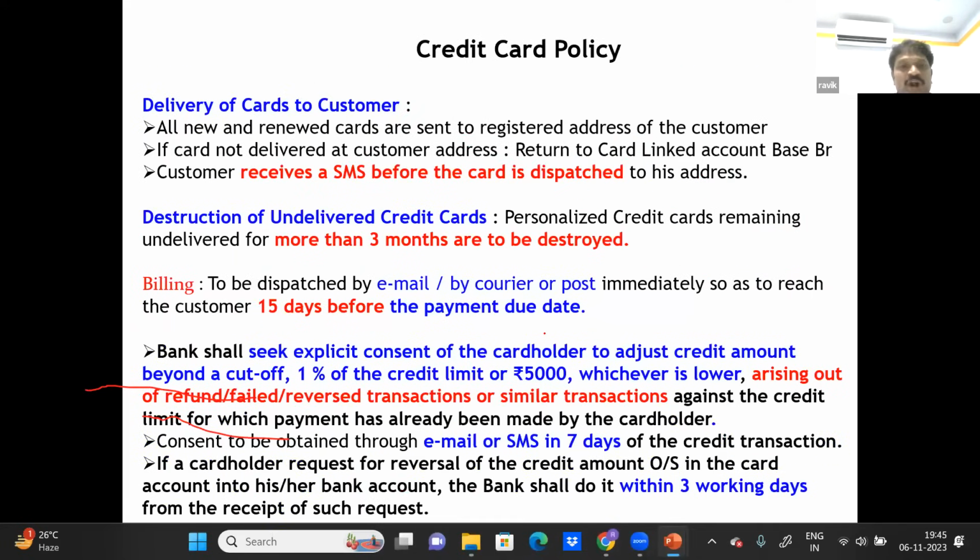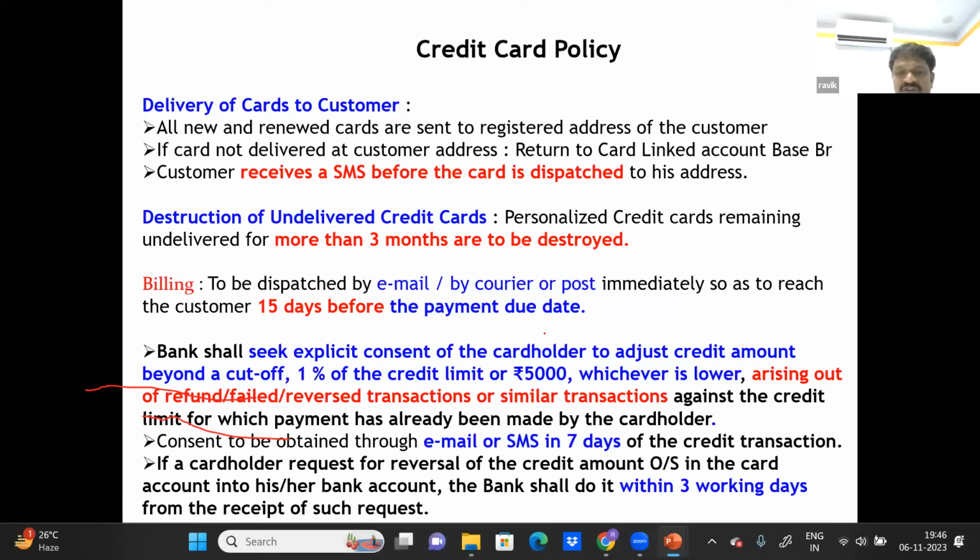Now, delivery of cards to customers. All new and renewed cards we have to send by registered post. If a card is not delivered to the customer address, it is returned to the card linked account base branch. Generally, if the customer is not receiving it, it will come back to the base branch only. And the customer receives an SMS before the card is dispatched. The bank will generally inform the customer that we have issued the card, so that he will be ready to take the card.